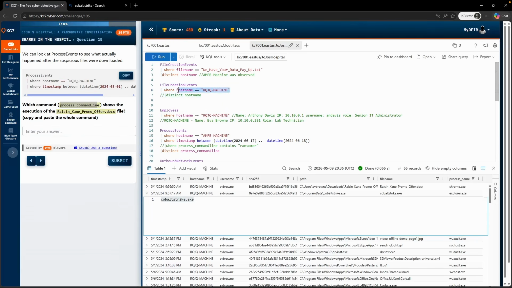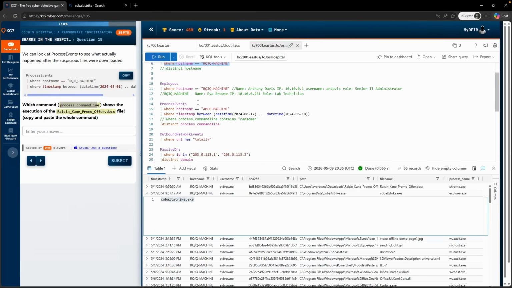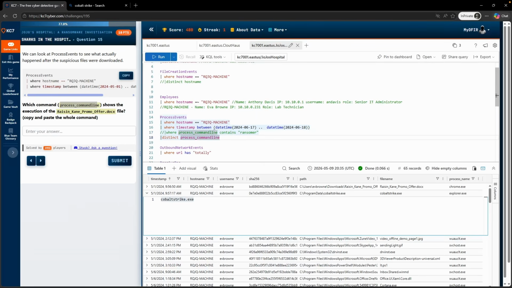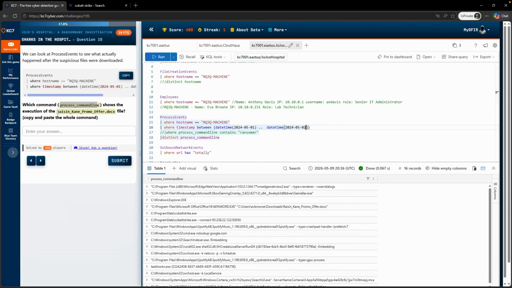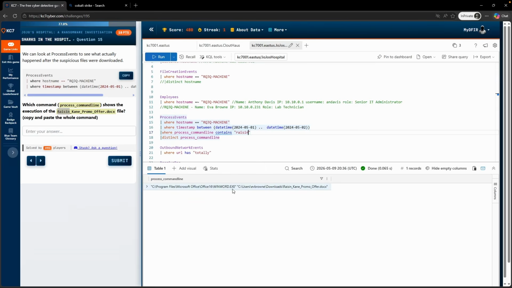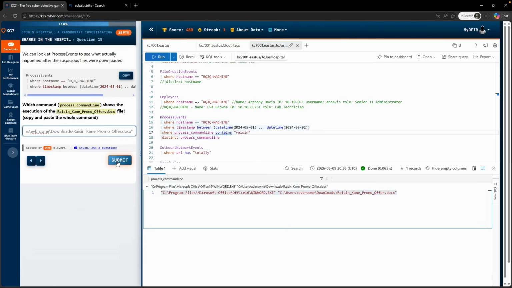All right, I am going to copy the hostname, and we want to use the process events table. And let's change our timestamp between date filter to May 1st all the way to May 2nd. And it's asking for the Raisin Cane. We can actually uncomment the where, and instead of ransomware, which is what we used in section 1, we could say contains raisin. And there you go. This right here is our process command line of interest. Go ahead and copy that and paste it in.